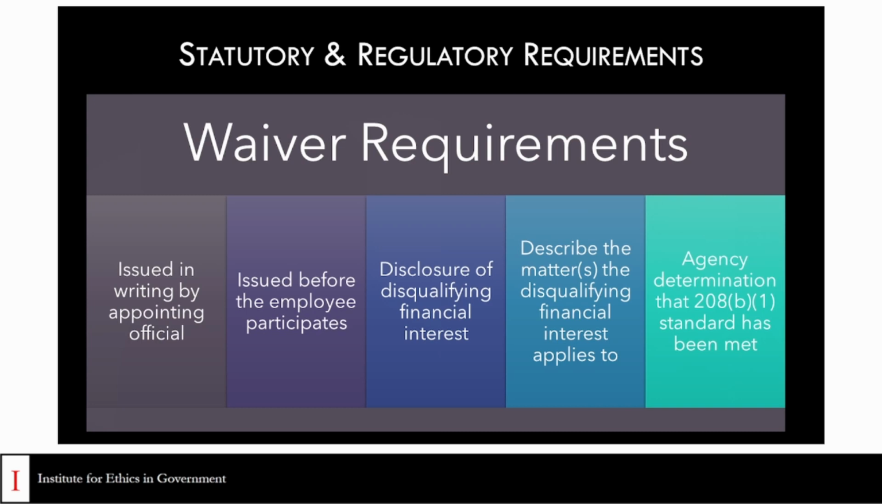Fourth, the waiver document itself should clearly describe the disqualifying financial interest, the particular matter or matters to which it applies, the employee's role in the matter or matters, and any limitations on the employee's ability to act in those matters. Finally, the waiver document itself must make it clear that the waiver is based on the applicable statutory standard. In other words, the waiver must include the agency's determination that an employee's disqualifying financial interest in a particular matter is not so substantial as to affect the integrity of the employee's services to the government in that matter.